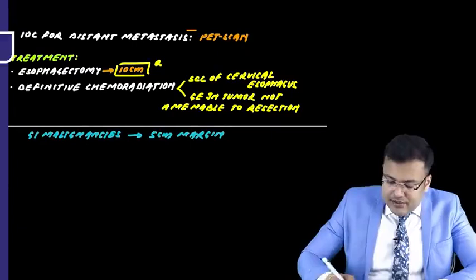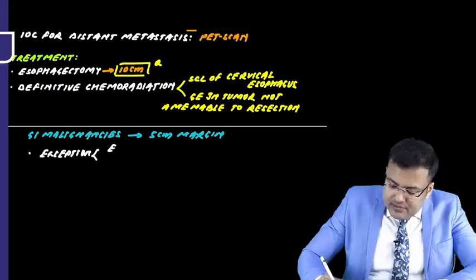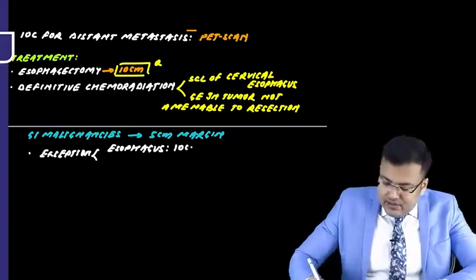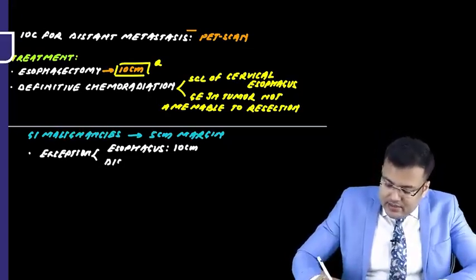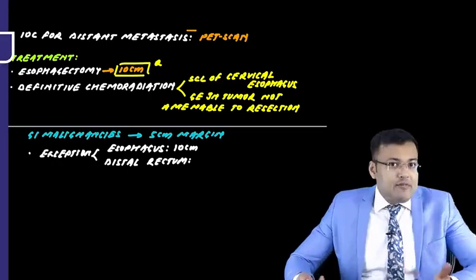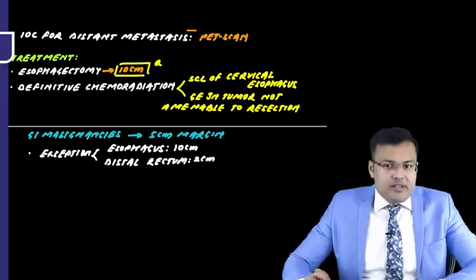So what are the exceptions? Exceptions are, first, esophagus, where we take a 10 centimeter margin, and second, distal rectum. How much margin do we take in distal rectum? Yes, in distal rectum we take a 2 centimeter margin.